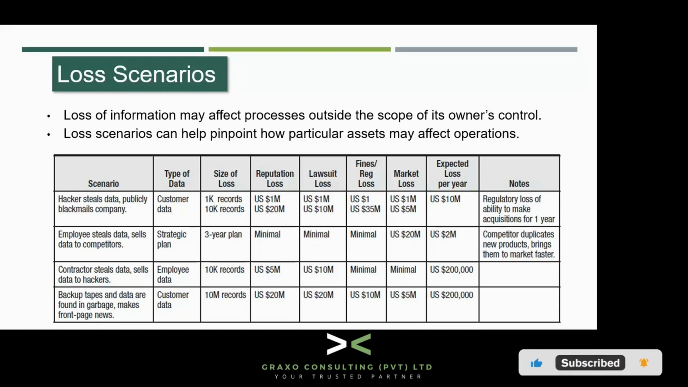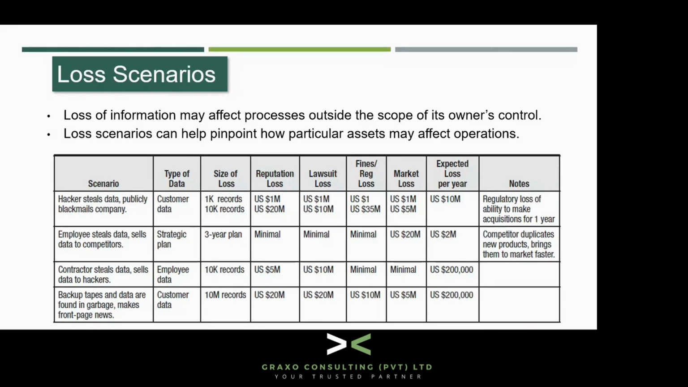Here, we defined in the previous slide threat, vulnerability, likelihood, and impact. So what is the threat? The hacker is the threat. He is looking for data that he can use to blackmail the company. What is the vulnerability in this case? The data is not properly protected. When it is not properly protected, it can be stolen by the hacker, and the hacker can use the data to publicly blackmail the company. Then the impact is defined in terms of loss in this table.